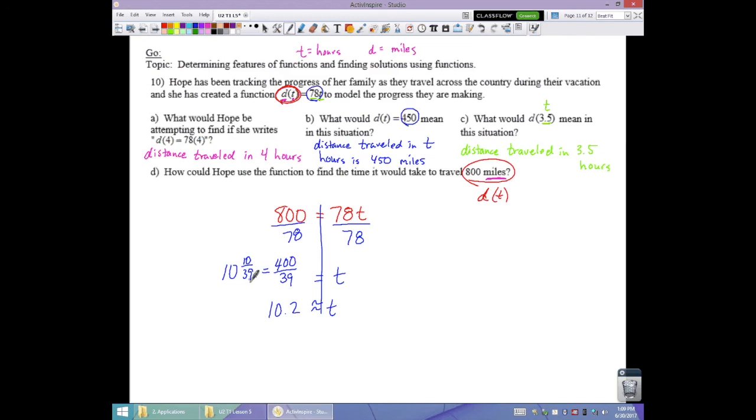Now the question actually said, how could Hope use that? I actually went through the process of solving for it, but you could have just answered that to say, Hope could replace D of T with 800, then solve for T.